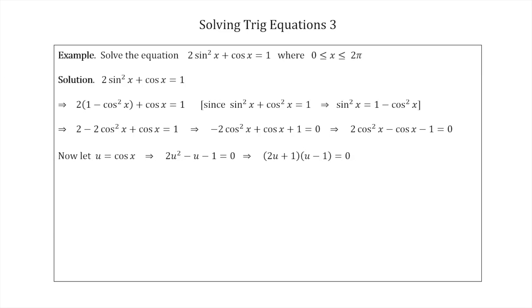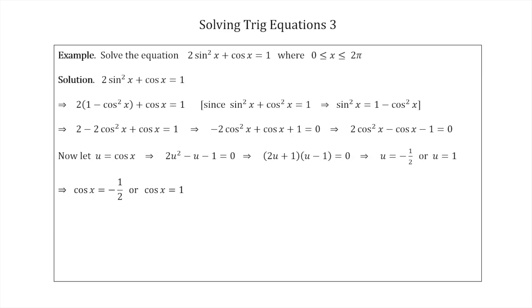So we end up with this, and now we can just read the answers off. Either 2u plus 1 is equal to 0, or u minus 1 is equal to 0, and that tells us that u is equal to minus 1/2, or u is equal to 1. Okay, but u was just something we introduced. We actually want to solve for x, and remember u was equal to cos x, so we write that cos x is equal to minus 1/2, or cos x is equal to 1.